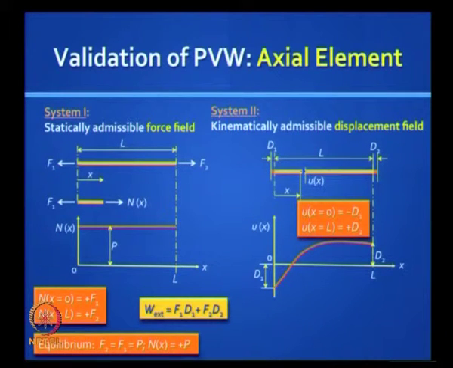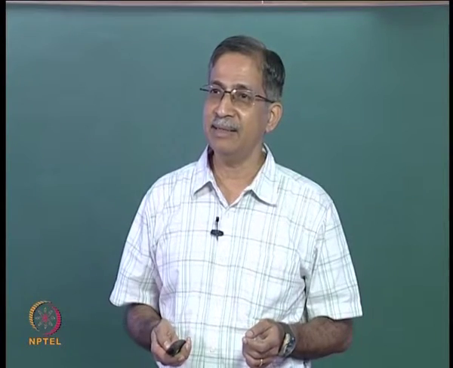So this is the external virtual work product, F1 d1 plus F2 d2, and how do you write the internal work? You can't write it so simply, because at every location x the value of u of x and n of x both can change. So you have to do an integration, you have to take a small element dx and it will look like this.